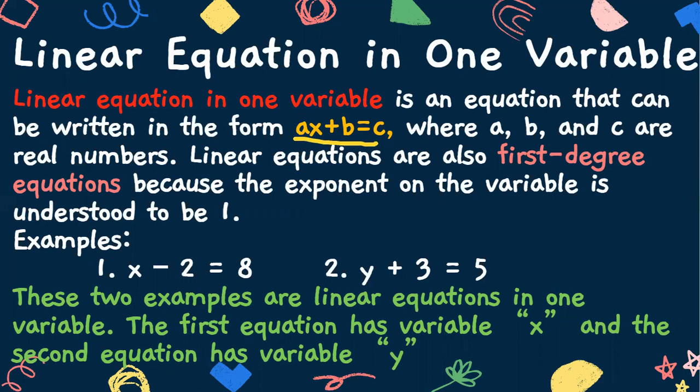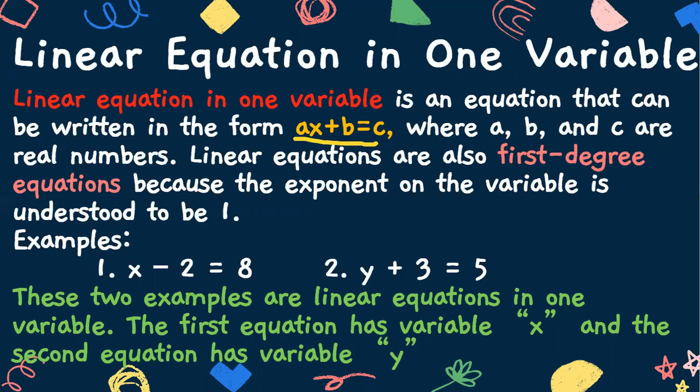Alright? So when we say linear equation in one variable, it means isa lang yung variable natin na given. Okay? When we say isa lang na variable, x lang yun nandun sa given natin. Kapag y lang yun sa given natin. Alright? So that is linear equation in one variable. So let's have an example.